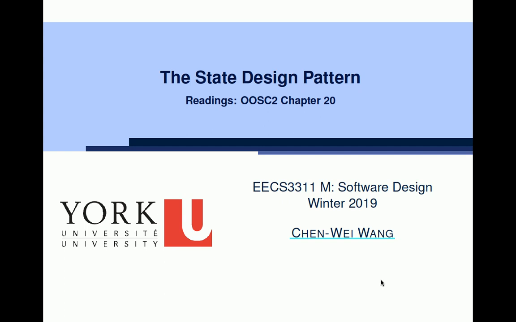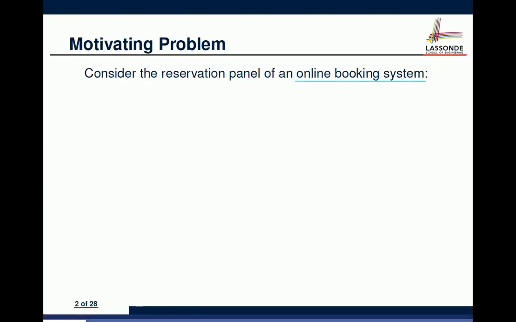Now for the state design pattern, it's going to be a different flavor of problem. We're going to have a look. Let's have a motivating example. Let's consider an online reservation system for tickets, for example. I included a website. Hopefully the website is still active. Let's try. It's a real website.